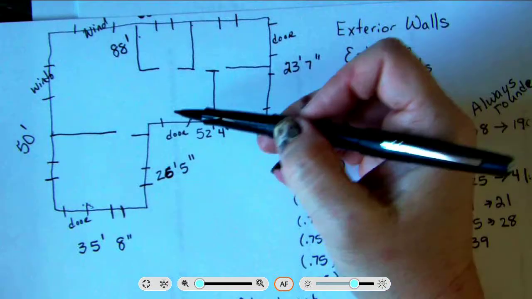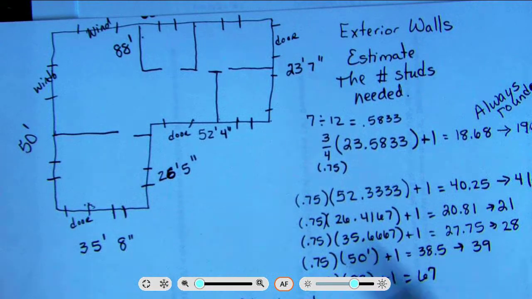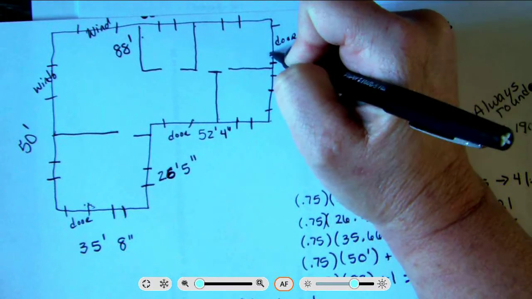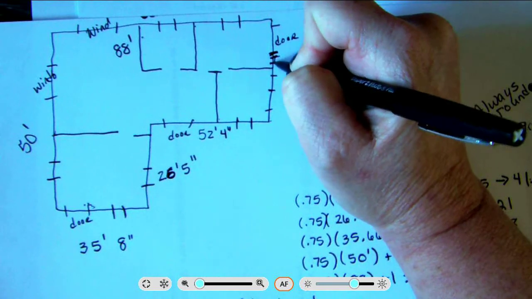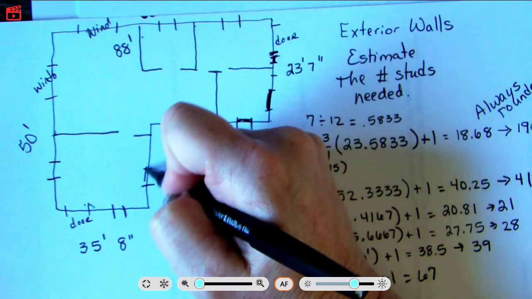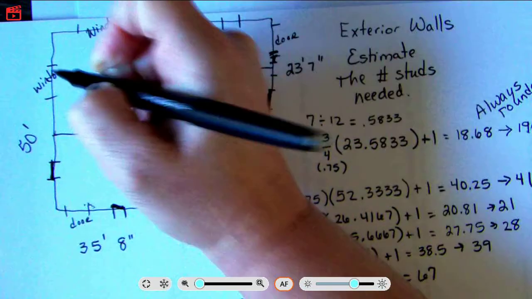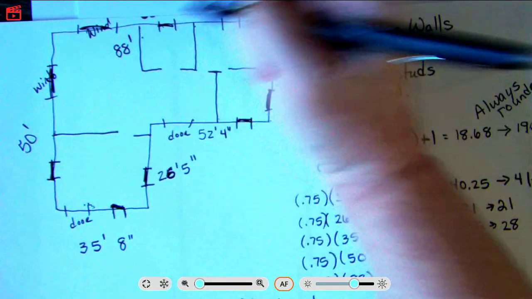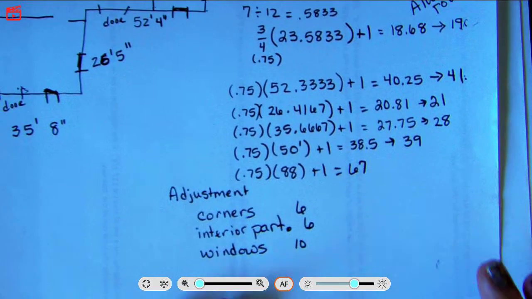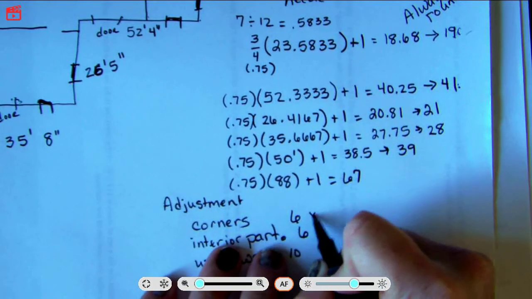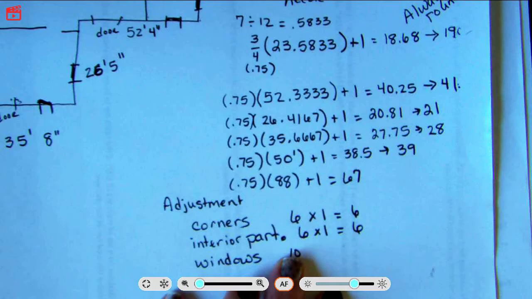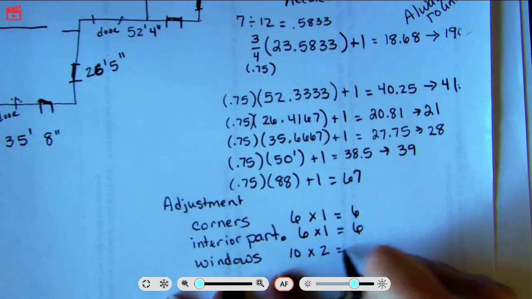We have some doors, so we do not need to adjust for those, but my windows, which I drew poorly here, so let's put a window here. So this is a window, so 1, 2, 3, 4, 5, 6, 7, 8, 9, 10. So I have 10 windows. All right, so now corners, we need to add an extra one. Interior partitions, we need to add an extra one. And windows, we need to add 2.